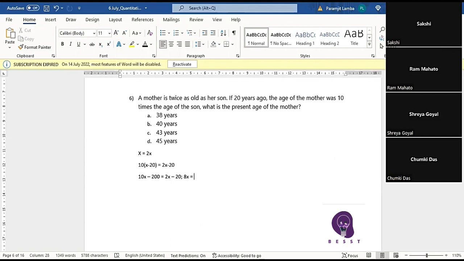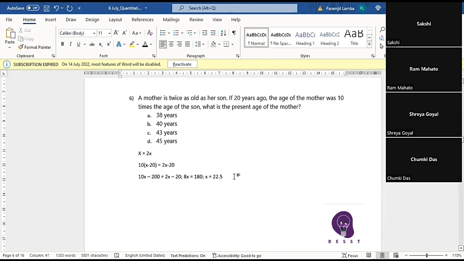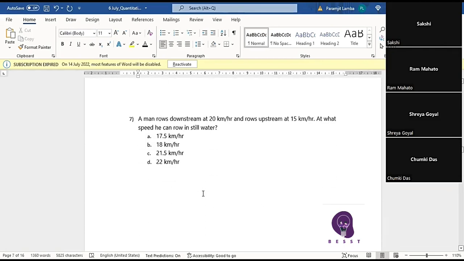Now 8x is equal to 180, minus 20 plus 200, 180. So x will be equal to how much? 22.5. Now this is x, x is the son's age. So mother's age currently is 2x. 22.5 into 2 is equal to 45. Answer is D. Got it, everyone? Move on to the next one.